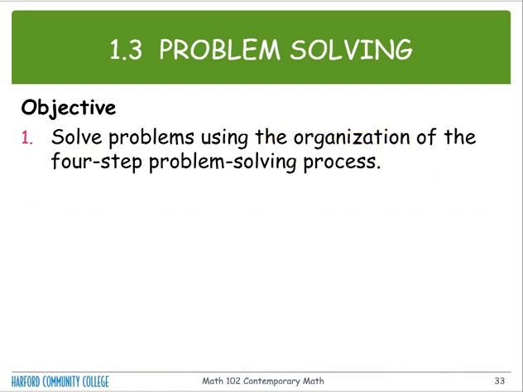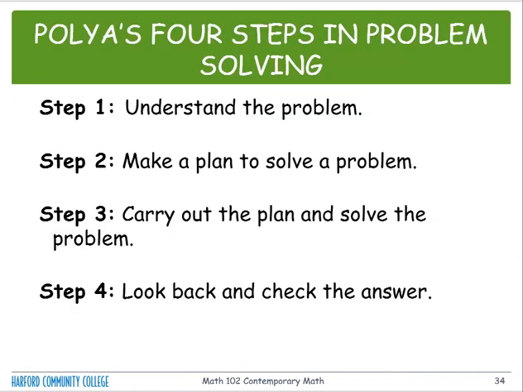Section 1.3 Problem Solving. In this section, we have an objective to solve problems using the organization of the four-step problem solving process, which is called Polya's four steps in problem solving. These four steps are: the first one, understand the problem. We have to read and write down what is given and what is required to find. In step number two, make a plan to solve the problem.